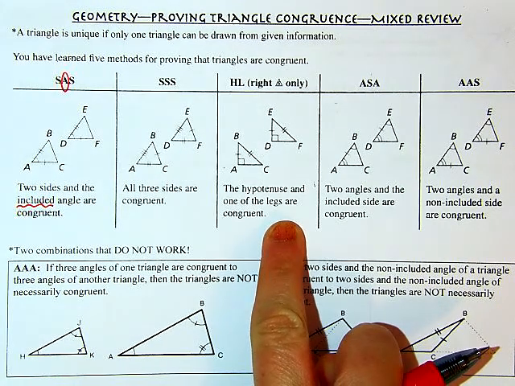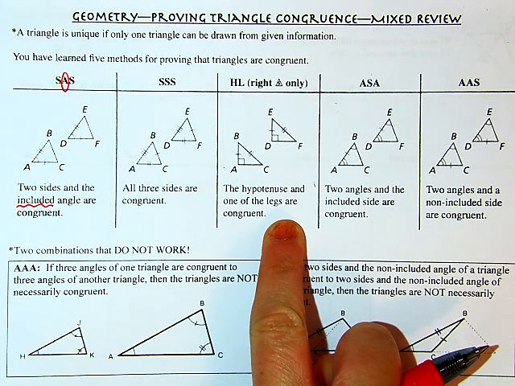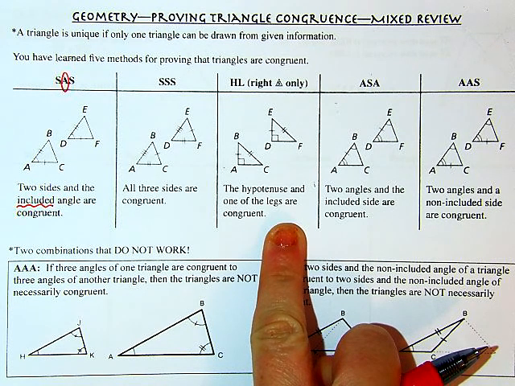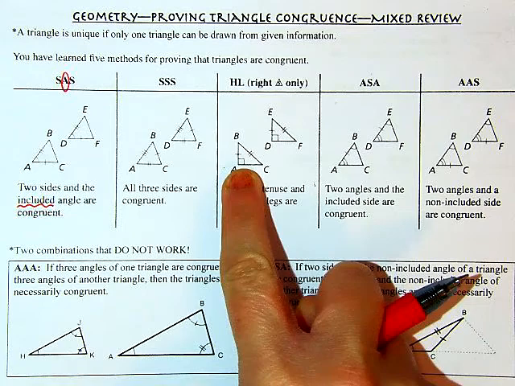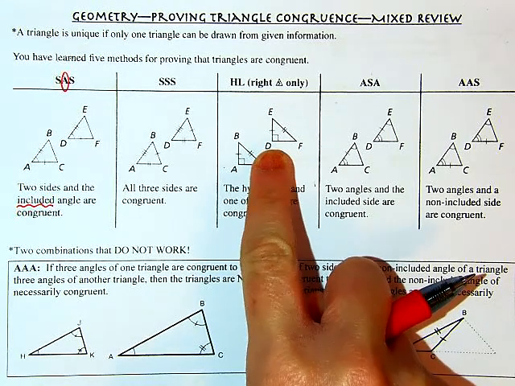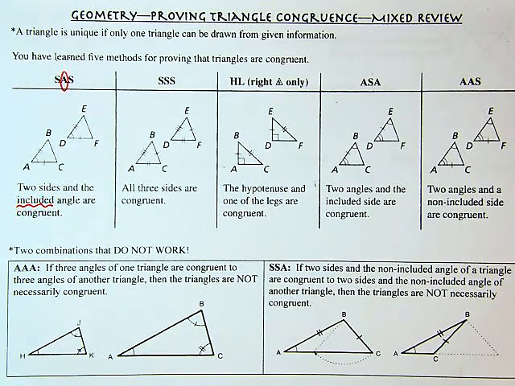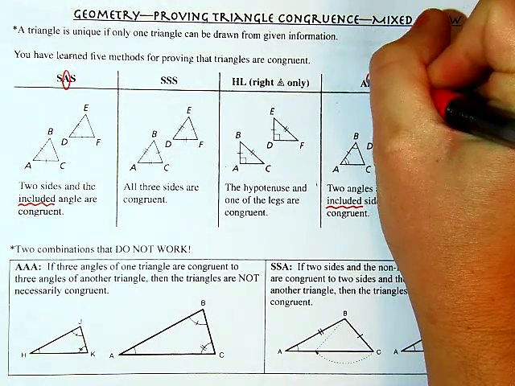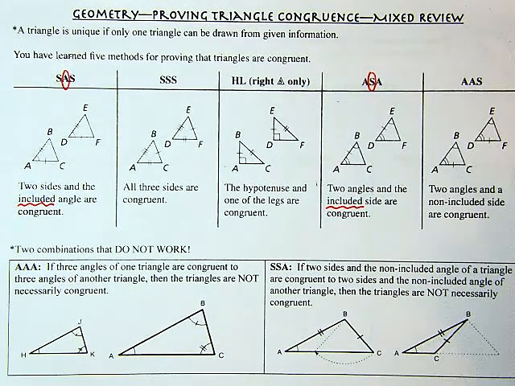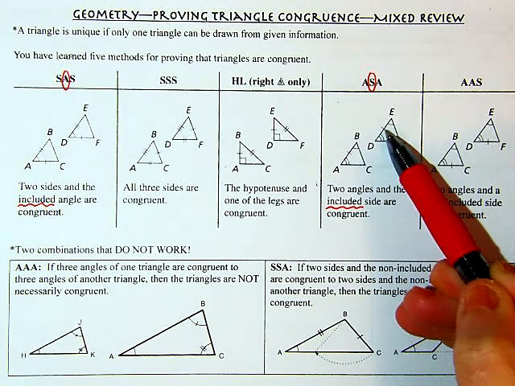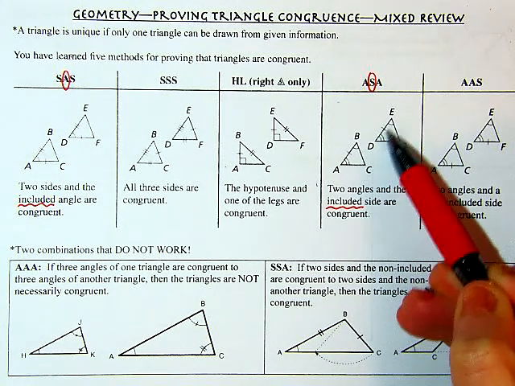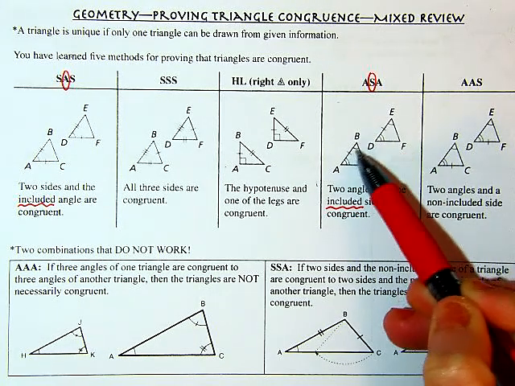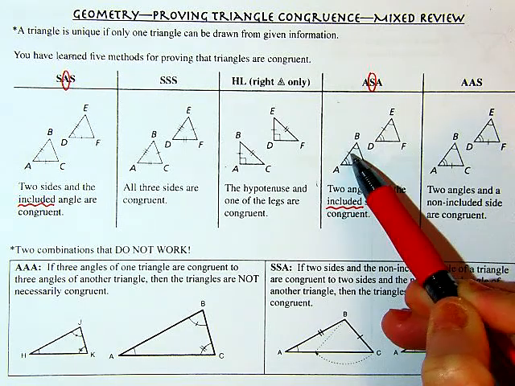HL is really side-side angle, but for right triangles only. So we're linking up hypotenuse to hypotenuse and leg to leg. And again, we have to know that it's a right triangle. Okay, angle, side, angle. We have the 2 angles and the included side are congruent, which is why we put the S right there in the middle. It's sandwiched right in between these 2 angles here and here. There's that included pair of sides right here.